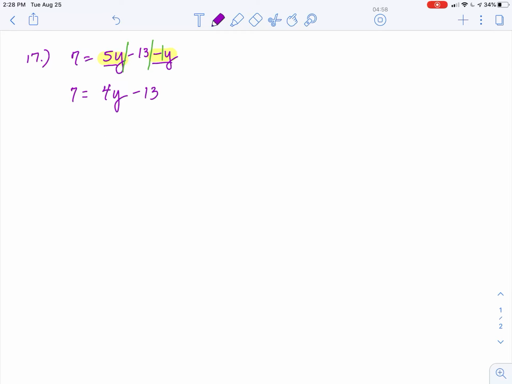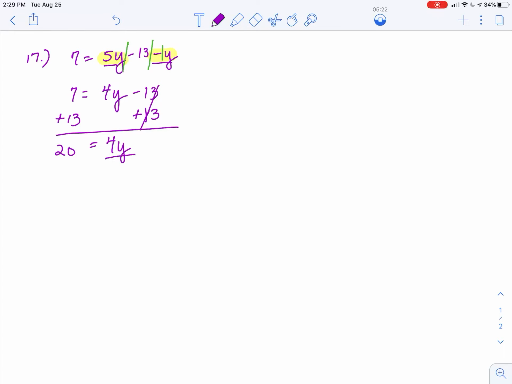So let's do that. Right now it's set up as a subtraction of 13. So we do the opposite of subtraction by adding, because when I do that, it's going to give me 0. Negative 13 plus 13 is 0. Remember, I have to add the 13 onto the other side as well, which I have done. So I have 20 equals 4y.